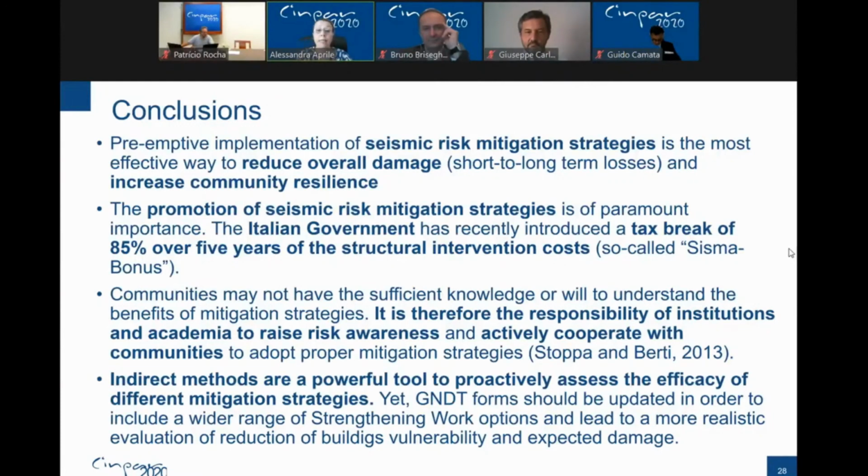But communities may not have sufficient knowledge or will to understand the benefits of mitigation strategies. So it is our responsibility, and I mean of institutions and academia, to raise risk awareness and actively cooperate with communities to adopt proper mitigation strategies. Indirect methods are a powerful tool to proactively assess the efficacy of different mitigation strategies. And concerning GNDT forms, they are a very powerful tool, but they should be updated in order to include a wider range of strengthening work options and lead to a more realistic evaluation of reduction of building vulnerability and expected damage.